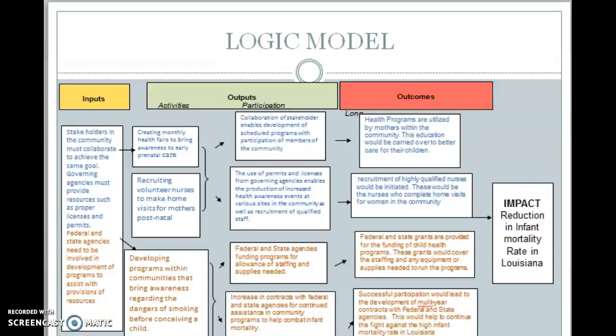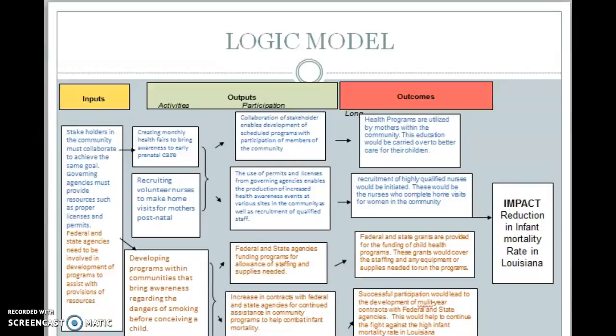The column of the outcomes would be health programs are utilized by mothers within the community. This education would be carried over to better care for their children. Secondly, recruitment of highly qualified nurses would be initiated. These would be the nurses who complete the home visits for women in the community.